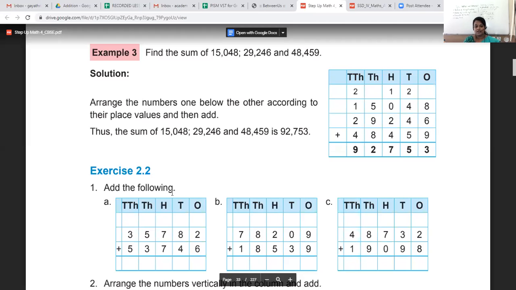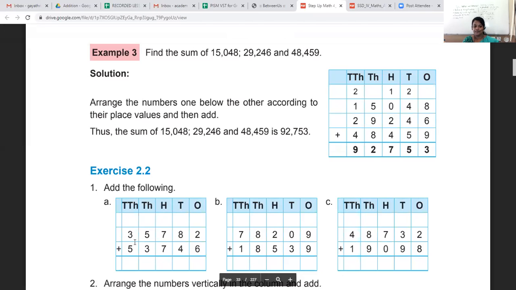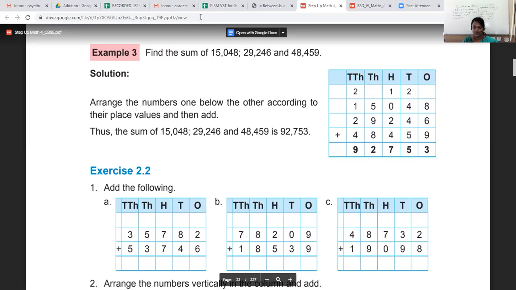So now let us solve addition of 5-digit numbers. Here you can see the question that states 35,782 to be added with 53,746. So let us solve the addition. We first add the units place, that is 2 plus 6 results to 8. 8 ones. 8 plus 4 is 12 tens. So 2 is kept in the tens place and 1 is carried to hundreds.